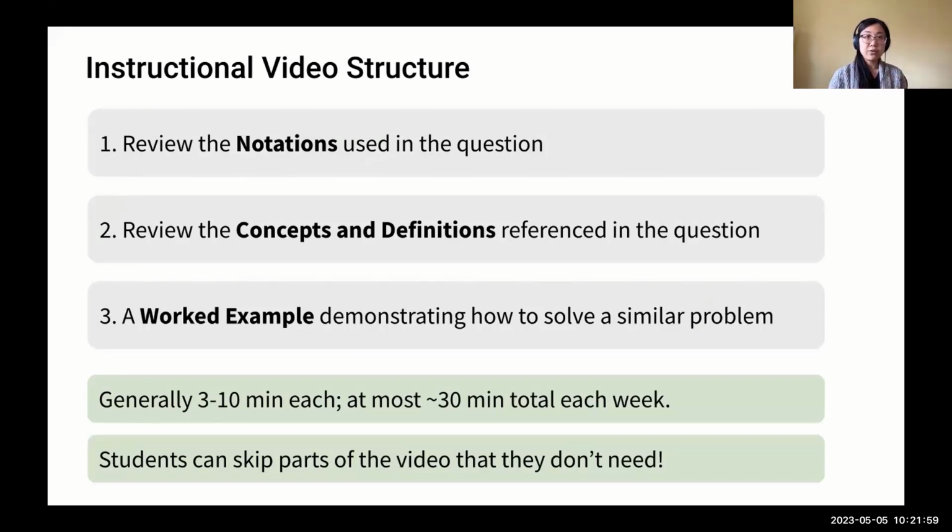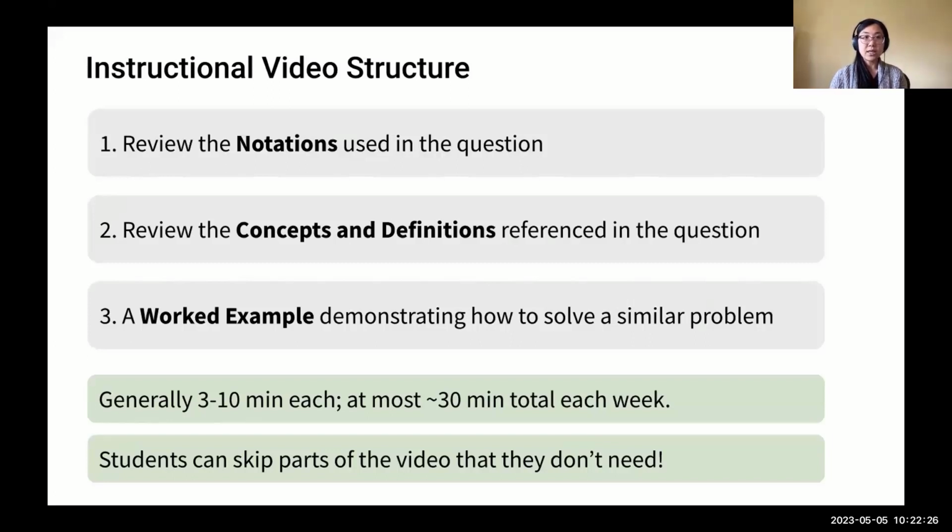And then the video goes on to explain the concepts and definitions used in that question. So for example, what is a partial derivative? Again, this review might be enough for a student and they could be good to go. And finally, for students who need a little bit more support, there's a worked example going through the steps involved to solve a similar problem.